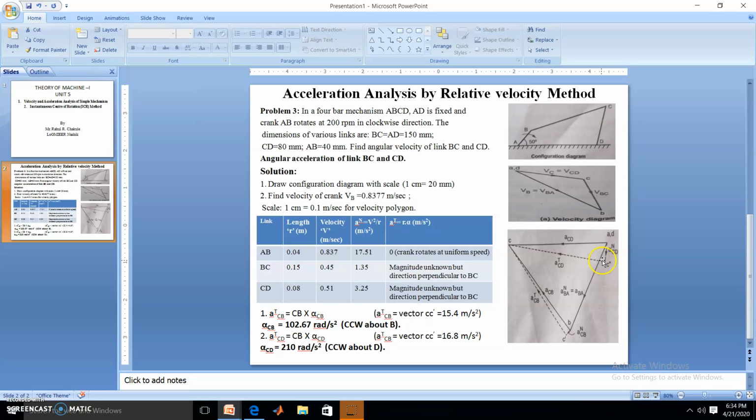Leave that. Now you go for the link CD. Again you know the magnitude of the normal component for link CD, and it is always towards the center of rotation. For link CD, D is the fixed point and C is moving. So the point C is moving with respect to D, and the normal component is always towards the center of rotation. That's why from the fixed points A and D, you take the normal component, that is C double dash, and from C double dash you take the perpendicular component. Where this tangential component of CD and the tangential component of BC intersect, I have given the name small c.